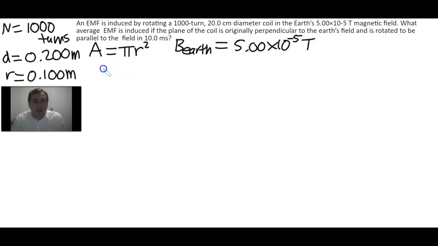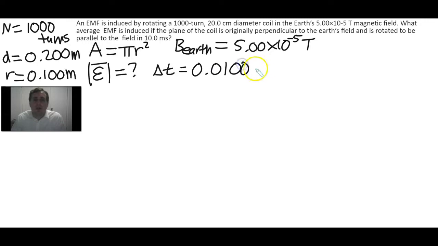And we want to know, what is the average EMF? Kind of like a magnitude of the average EMF, if that's induced if the coil is originally perpendicular to the Earth's field, then rotated to be parallel in 10 milliseconds. So that means delta t, 10 milliseconds, would be 0.0100 seconds.